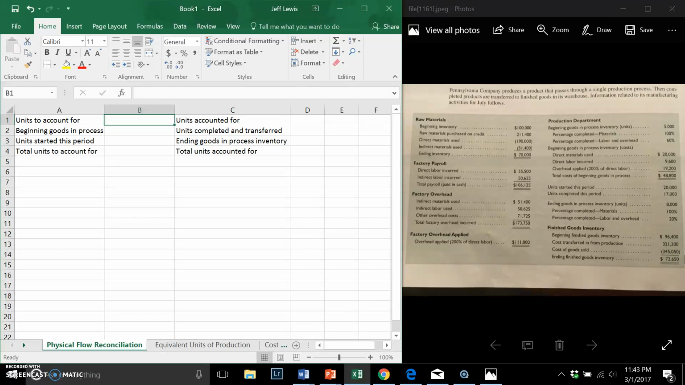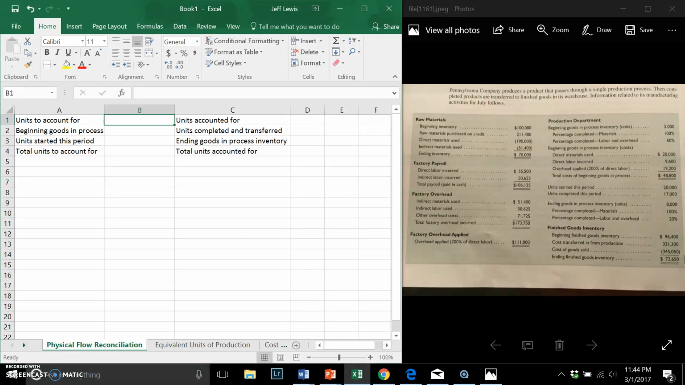This is a tutorial of the demonstration problem in Chapter 16, which is all about process costing in the managerial accounting class at Principia College. So let's get into this. The question has 5 parts, and I've split this Excel document into 5 parts.